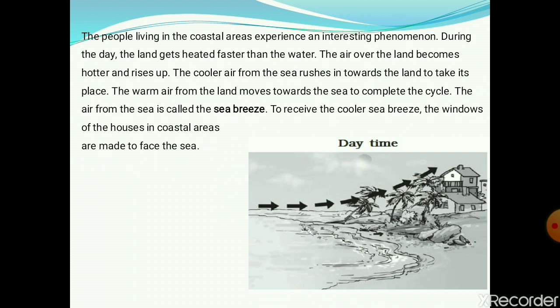The people living in the coastal areas experience an interesting phenomenon. During the day, the land gets heated faster than the water. The air above the land becomes hotter and rises up. The cooler air from the sea rushes in towards the land to take its place. The warm air from the land moves towards the sea to complete the cycle. The air from the sea is called the sea breeze. To receive the cooler sea breeze, the windows of the houses in coastal areas are made to face the sea.